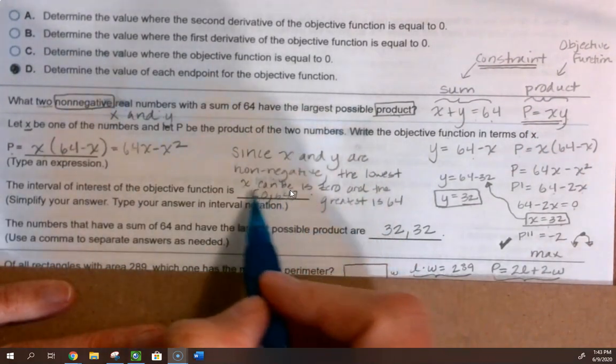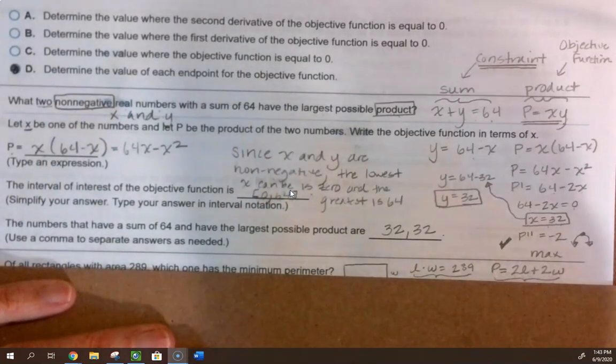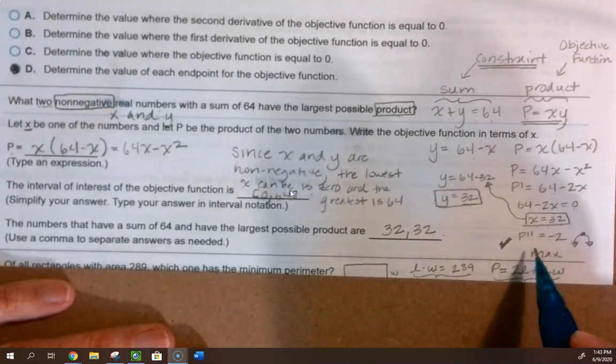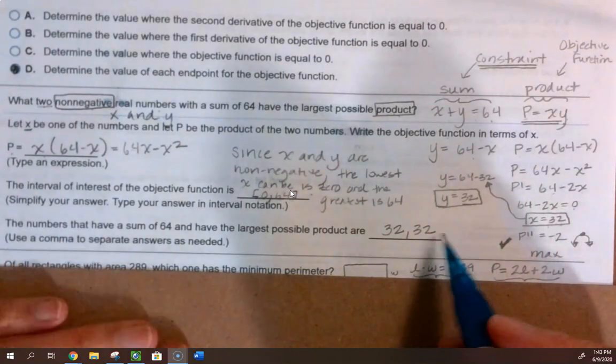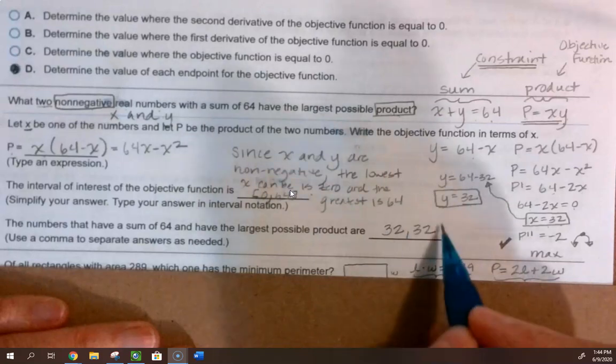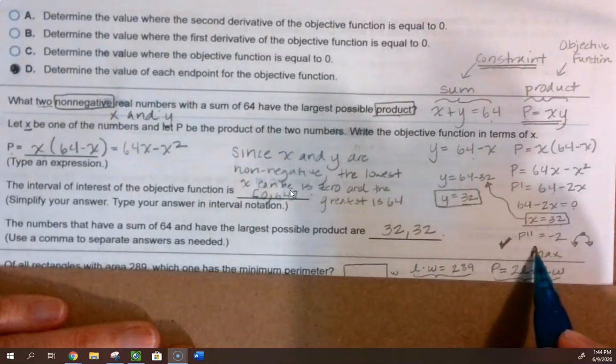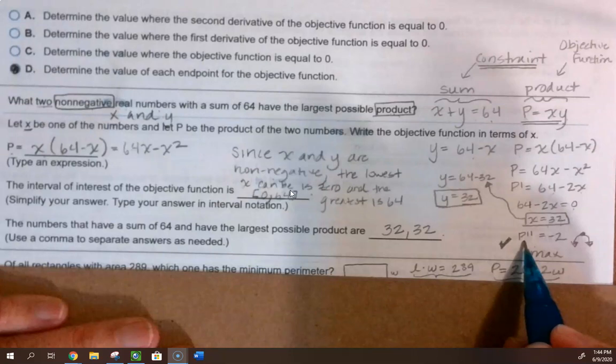So the maximum or minimum can't be at the endpoints. So then what we can do, we can either use the first derivative test. We've checked our endpoints. We know that this has to be the actual maximum. But the other thing that we can do is we can check our second derivative.